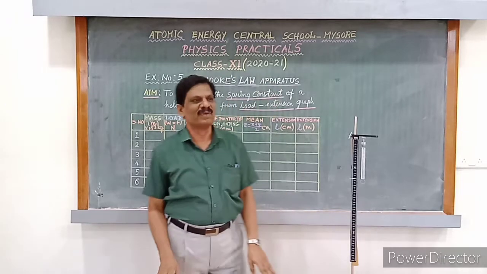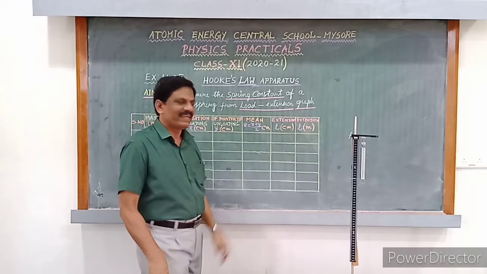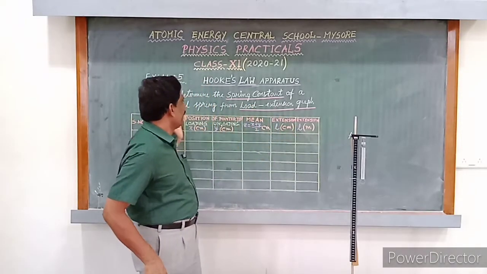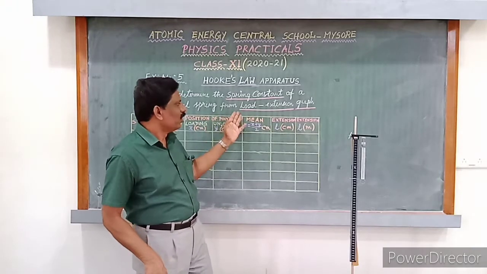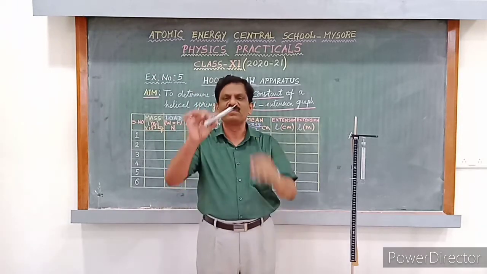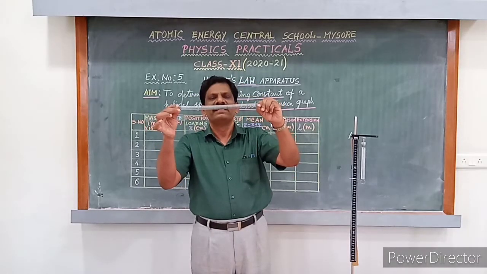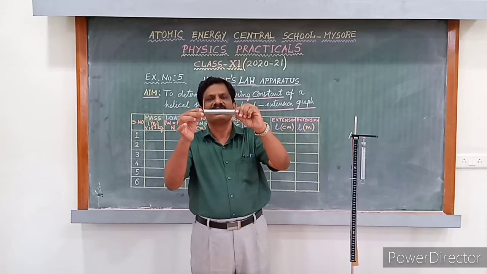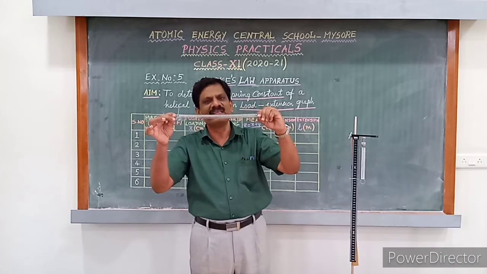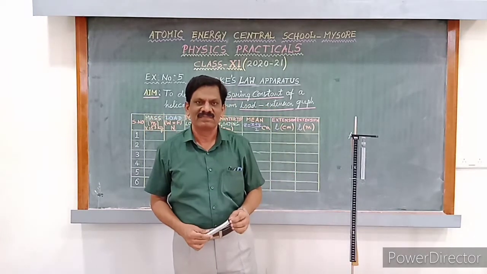The name of the experiment is Hooke's Law apparatus, and the aim of the experiment is to determine the spring constant of a helical spring from load versus extension graph. So yes, a helical spring will be like this. It is a spiral spring. It has several circular turns and it is stretchable. Whenever we stretch it, its length increases. That is called the extension of the spring.